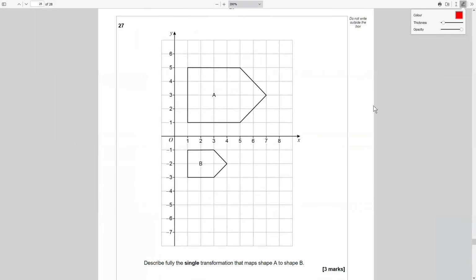Question 27. Describe fully the single transformation that maps shape A to shape B. So we're moving this way, A to B. The way I like to do these is to link the points together. So this point here, you can see from the shape, it's similar to this point here. So we draw a line to it. And then this point here is similar to this point here.